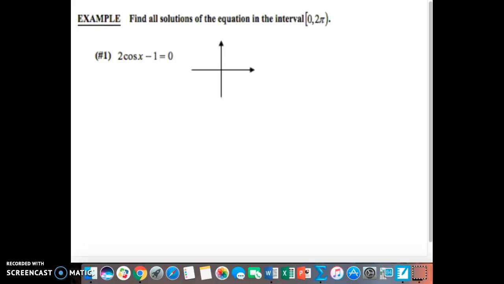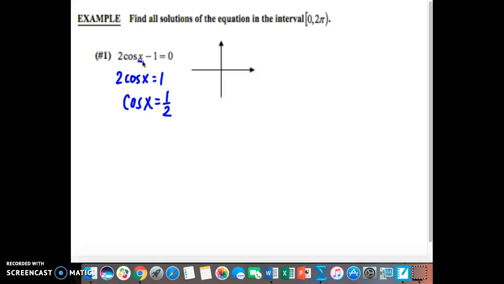In order to solve for x, we just need to get x alone. So first step is to add 1 to both sides. So we're left with 2 cosine of x equals 1. Our next step is to divide by 2. So we have cosine of x equals 1/2. Now we have to ask ourselves, what value or what angle gives the cosine value of 1/2?